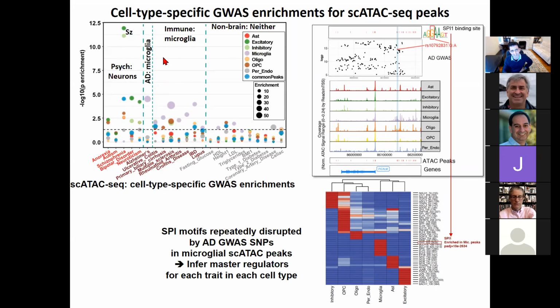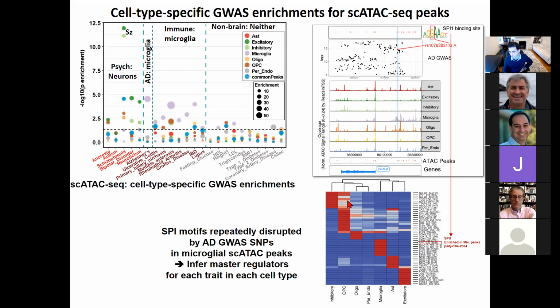Not suggesting in any way that they're implicated in these disorders, but you also see that for non-brain disorders, you don't see these enrichments, as a control. And then what's really cool is that you can actually go into those locations and find these microglia-specific peaks and then look for motifs that are repeatedly disrupted in these regions by the SNPs that are localizing in microglia, but also in each of the other cell types.